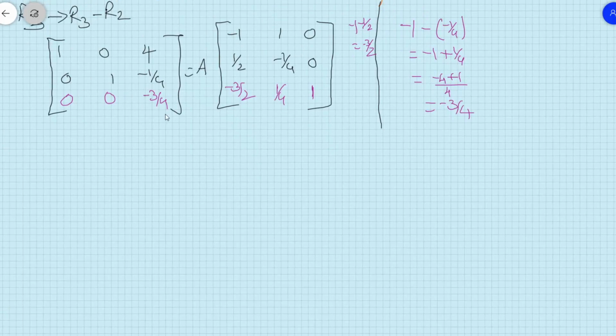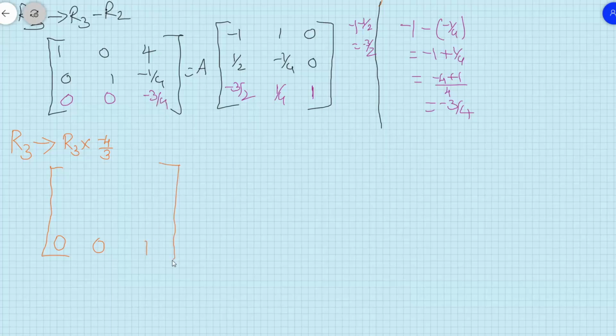Now this is minus 3 by 4. I have to make it as 1. So my row 3 will be equal to row 3 into minus 4 by 3. I'm multiplying that with the inverse of the value that it has. So it will make it 0 into anything 0, 0. So minus 4 by 3 into minus 3 by 4 will be plus 1, which is equal to my right hand side. I'm writing the unaltered rows, 1, 0, 4.